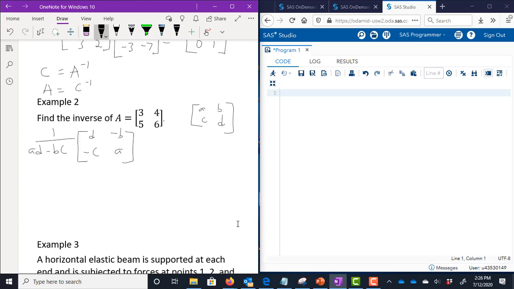So in our case, AD minus BC would be 18 minus 20, times, switching 3 and 6, this would be 6 here, 3 down here, and a negative 4 and a negative 5. 18 minus 20 is negative 2, so this is negative 1 half times 6, negative 4, negative 5, and 3.